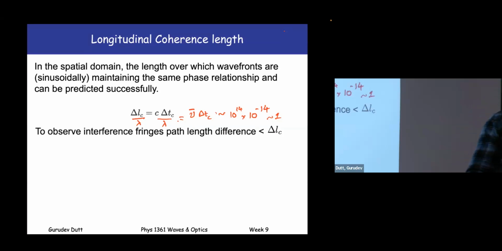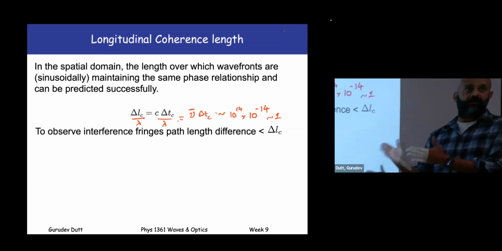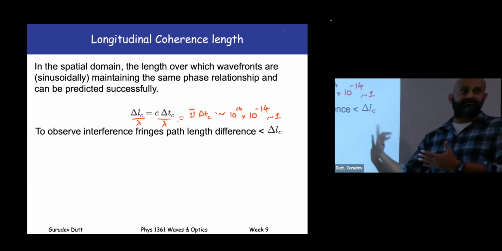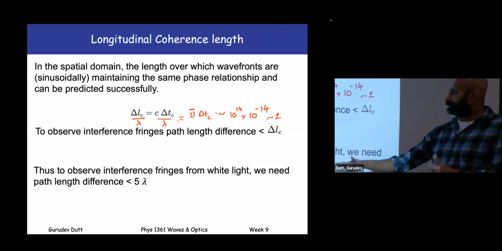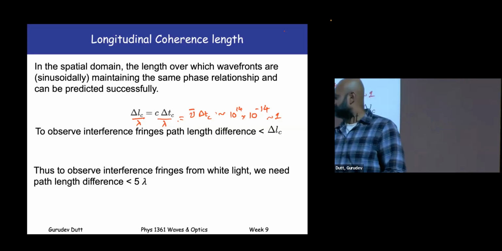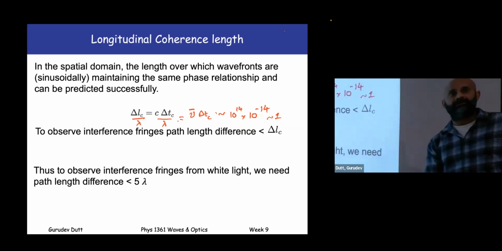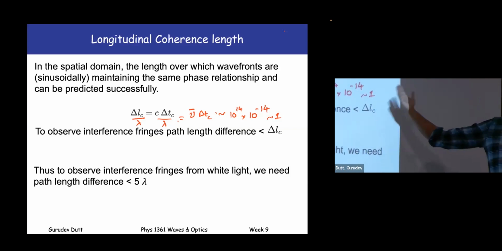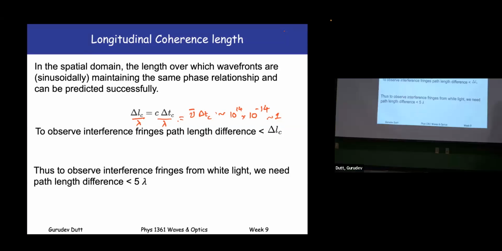Remember again, to observe the interference fringes, we need the path length difference, R1 minus R2, to be less than this delta LC. And since delta LC is on the order of a wavelength, we'll typically put a condition that to observe interference fringes, we need the path length difference to be less than 5 lambda. Not quite exactly lambda, because this was just an approximate relationship. As long as it's on the order of 5 lambda or less, we will see a stable interference pattern. This is where that condition comes from in all your experiments.